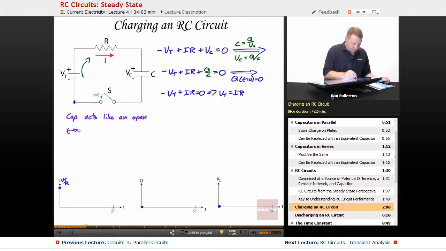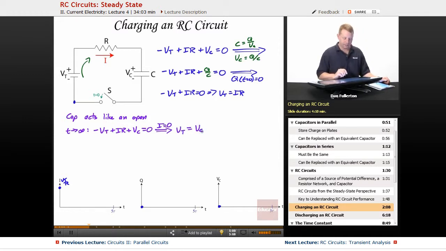So as t approaches infinity, as it gets very big, and we apply Kirchhoff's voltage law to the same loop, go around the same way, I have minus VT plus IR plus Vc equals 0. But now, since I equals 0, we find that Vt equals Vc. No current flowing, so we have the same voltage across the source of potential difference that we do across the capacitor. So our current went down to 0.